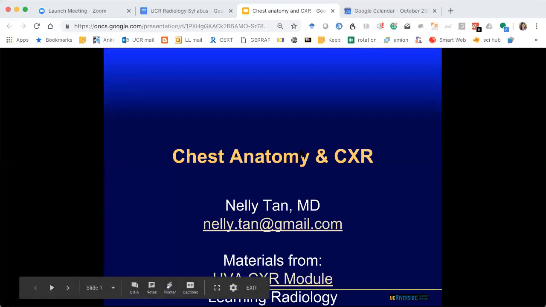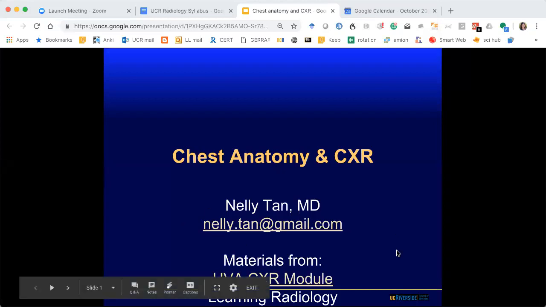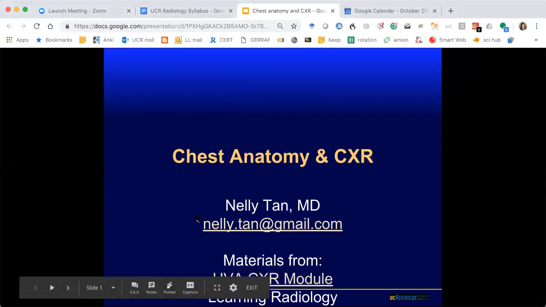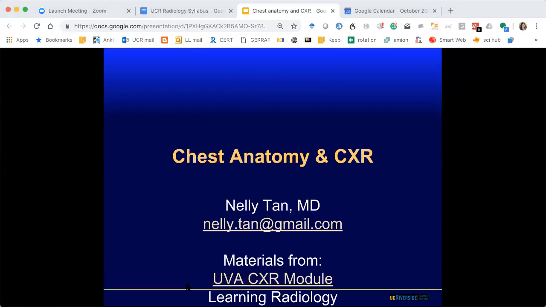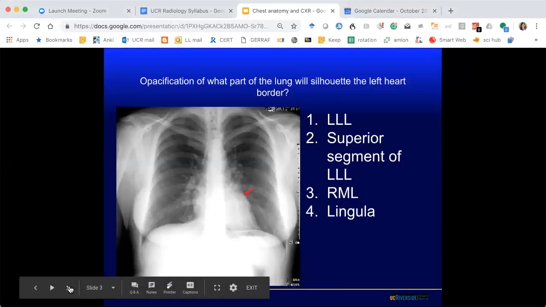So we'll talk about chest anatomy, with a focus on chest radiographs. We're going to review the techniques, anatomy, interpretation, and pathology. A lot of the materials were taken from the University of Virginia radiology module, which is linked below, so you can get details there if you want.